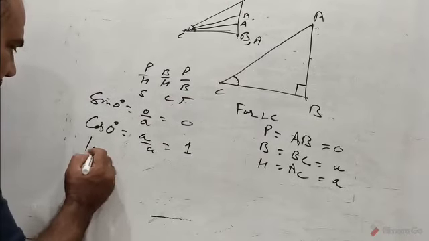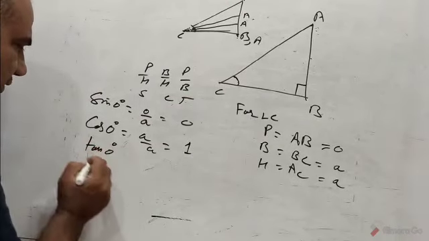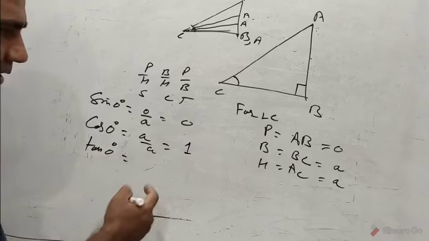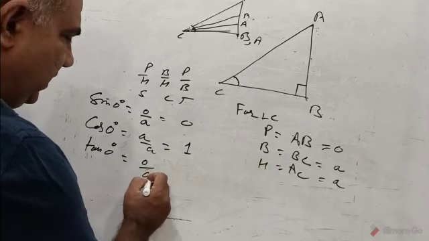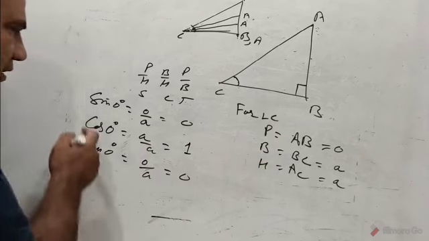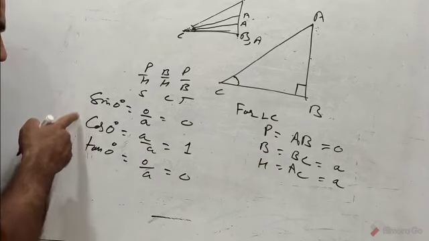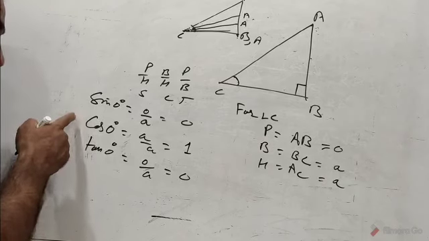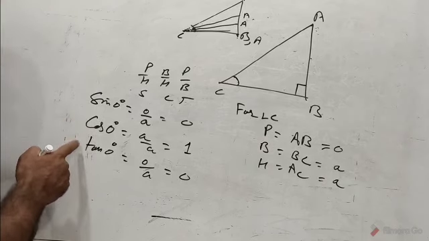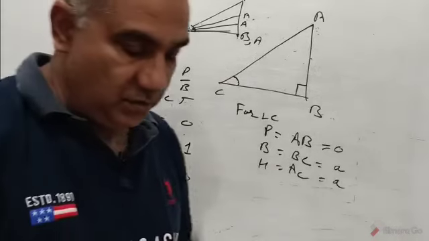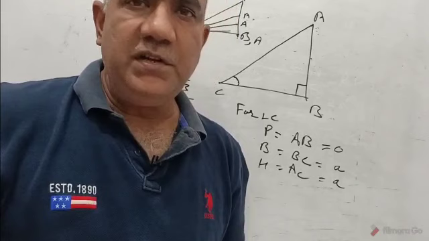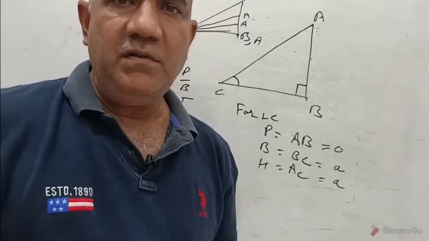And if I want to find out tan 0 degree, then we can do P upon B. So that is again 0 upon A, and that is 0. Cosec 0 is the inverse of sine, sec 0 is the inverse of cos, and cot 0 is the inverse of tan. So this is how we could find out the values of all the trigonometric ratios for the angle of 0 degree.